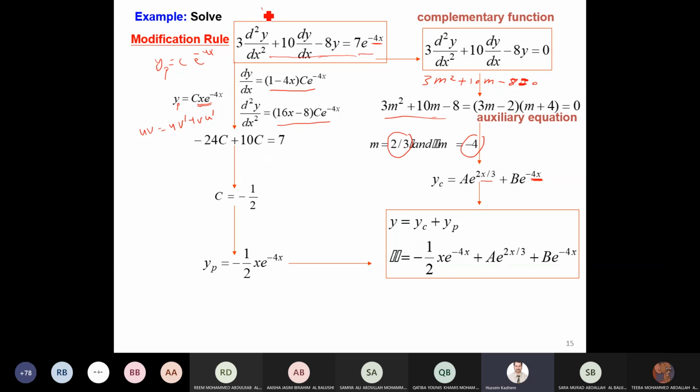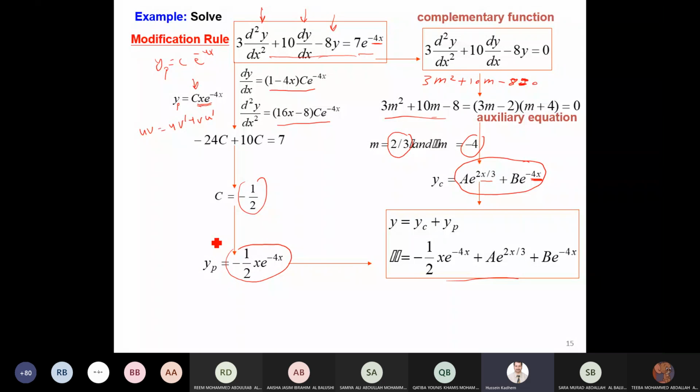Now next I will substitute in the original equation and solve for the constants. I got the constant. Then we need to back substitute here. This is the new particular solution. I added it to the complementary solution, and here we are. This is the final answer.